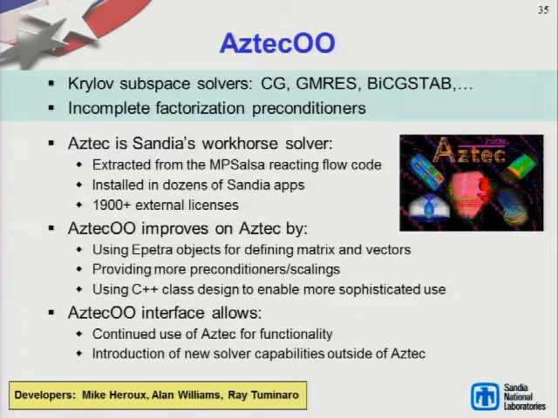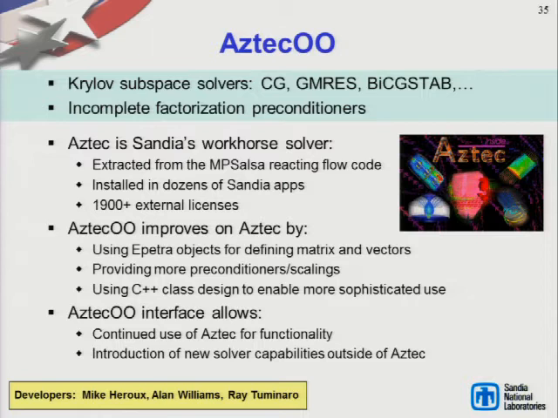AztecOO. This is probably the original Aztec. It's about 15 years old at this point, developed in the mid-90s from MPSalsa. Probably one of the most widely externally used individual bits of software that we've done at Trilinos. Basically, it's a set of Krylov methods, so the obvious ones, CG, GMRES, BiCGSTAB, et cetera, but also some incomplete factorization preconditioners. And we've been using this for eons.